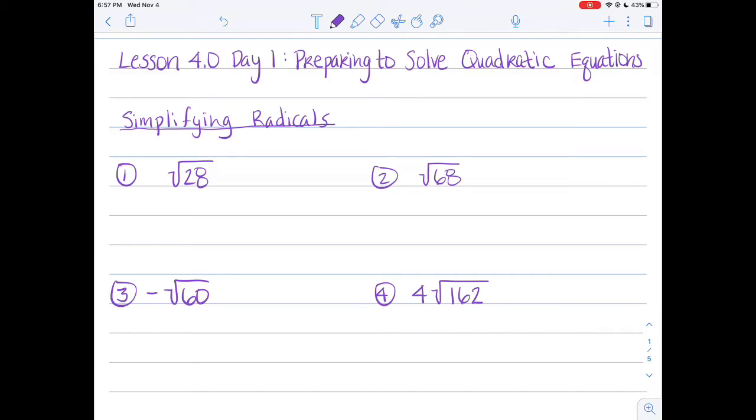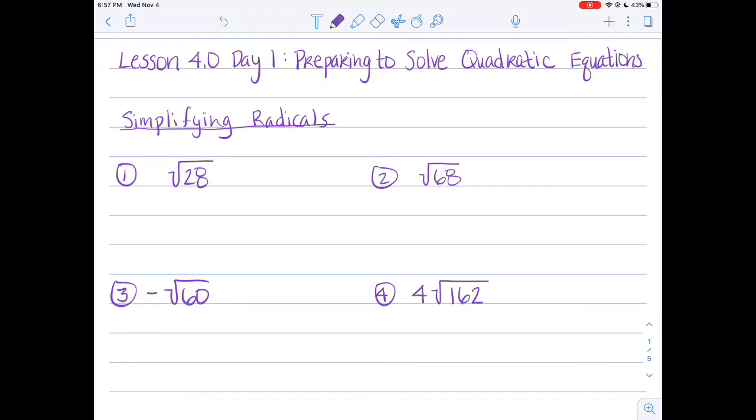Hi everyone, today we're going to review some topics from Algebra 1 that are going to prepare us to solve quadratic equations. So the first thing that I want to look at is simplifying radicals. And let's talk about what a radical is real quick first. So a radical is this actual symbol that a lot of times you'll call a square root.